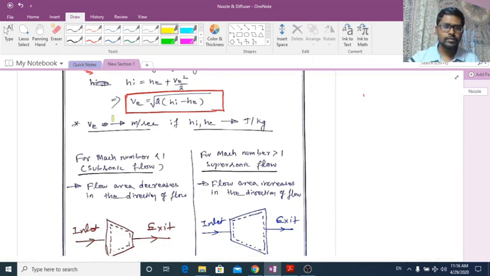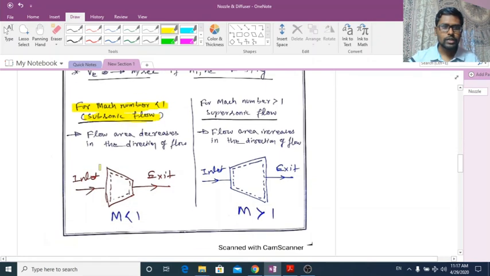So see here, for Mach number less than 1, this type of flow is called subsonic flow. For subsonic flow, the flow area decreases in the direction of flow. If the Mach number is less than 1, or it is subsonic flow, then the flow area decreases in the direction of flow. That means you will get the shape of the nozzle like this. In this direction, you see the area is decreasing. This is the inlet here, and this is the exit here. The cross-sectional area, or the flow area, is decreasing in the direction of flow.